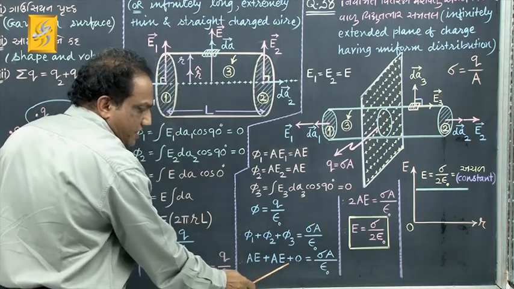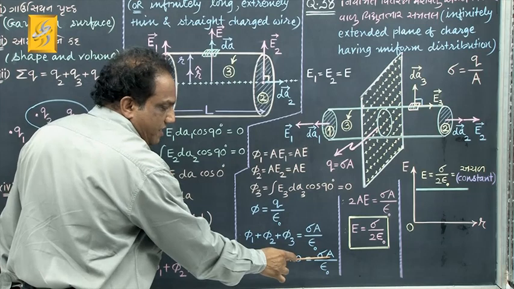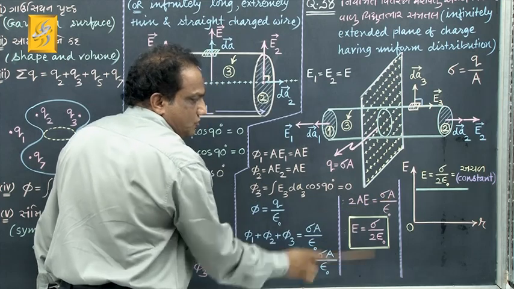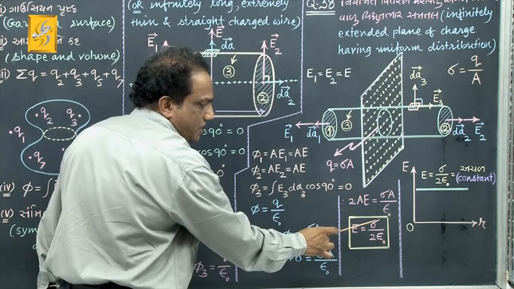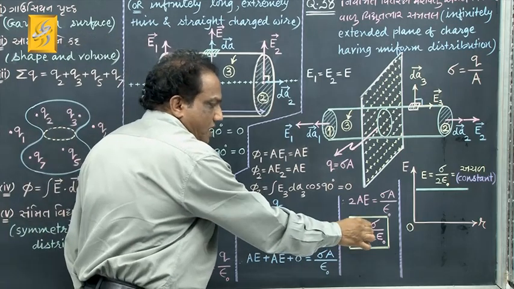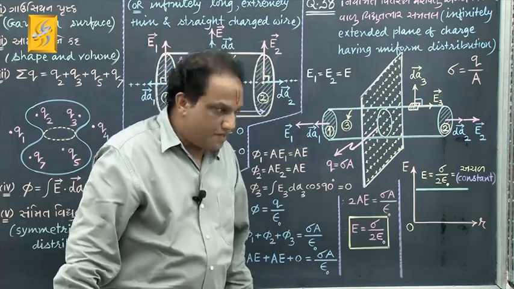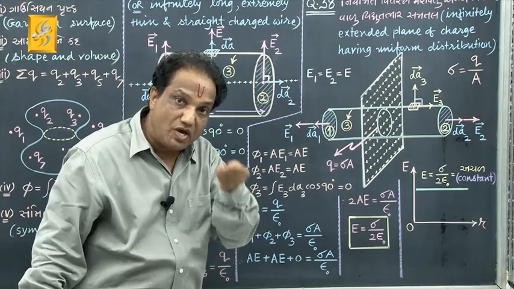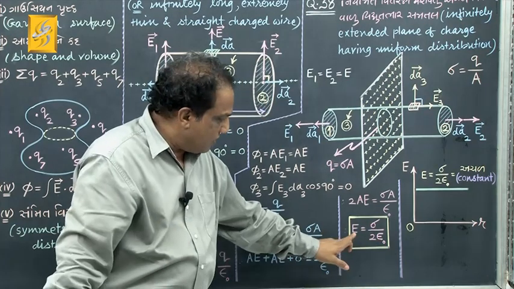Now A into E plus A into E, altogether it is 2AE. The right hand side is still the same, sigma A upon epsilon 0. Now A will cancel, correct? So find out E now, transfer this 2 to the denominator: E equals sigma upon 2 epsilon 0. But what is sigma? Surface charge density, and for uniform surface charge distribution, surface charge density is the same and constant everywhere. So sigma is constant, and epsilon 0 is also constant, so the value of E in this case should be constant.